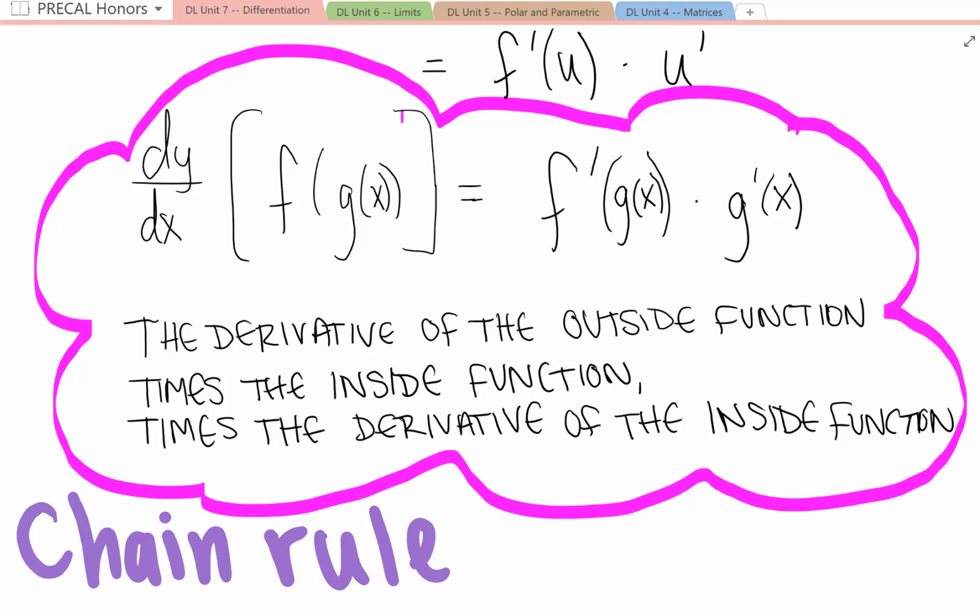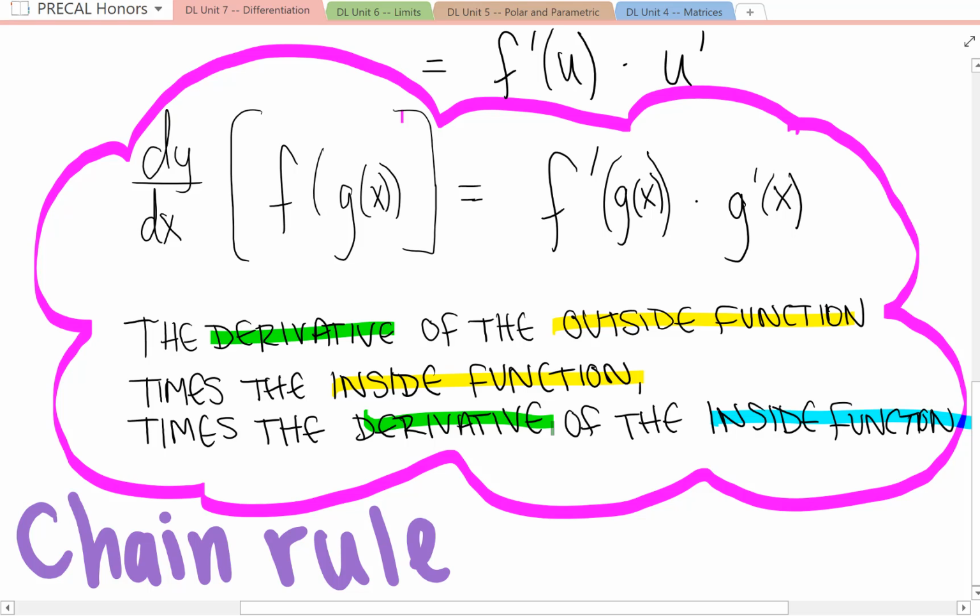To find the derivative of a composition of functions, we take the derivative of the outside times the inside times the derivative of the inside. Let me say that again. The derivative of the outside times the inside times the derivative of the inside. That's the chain rule. Let's try it out.